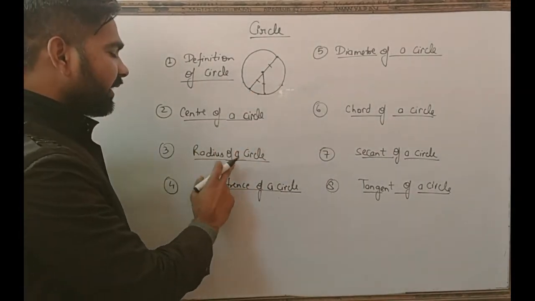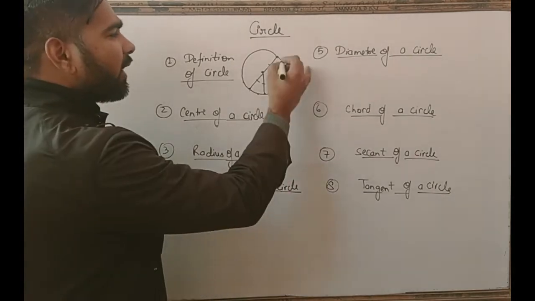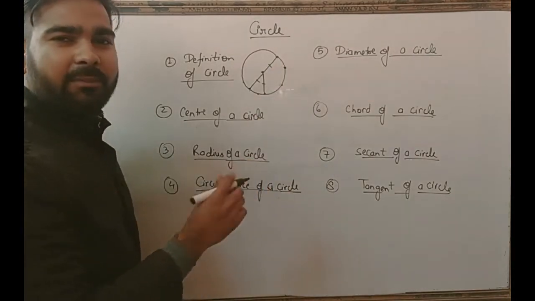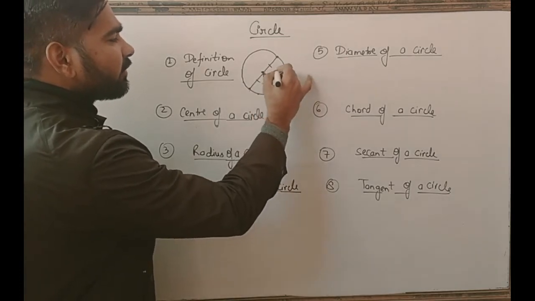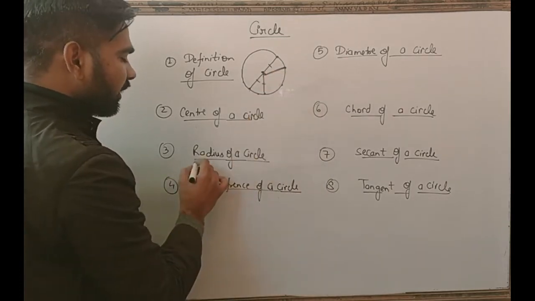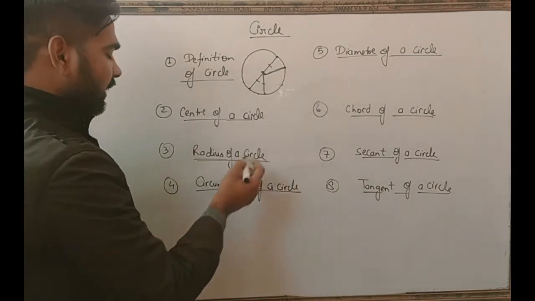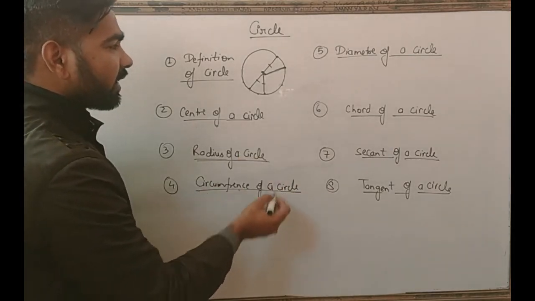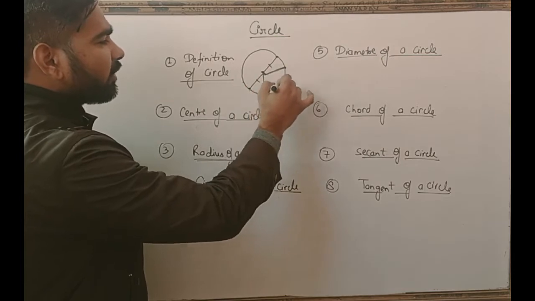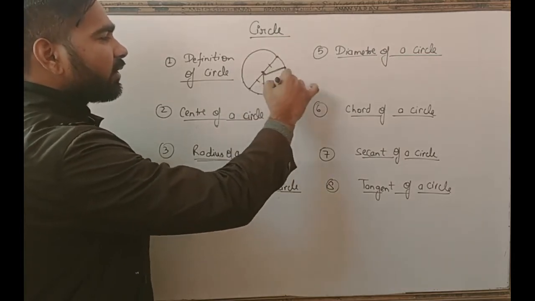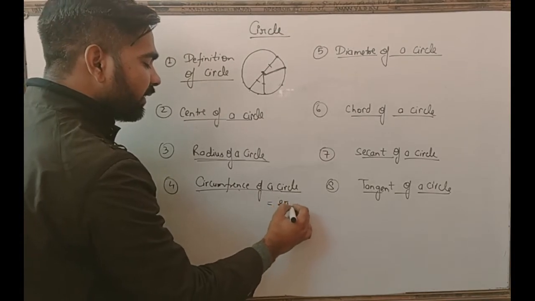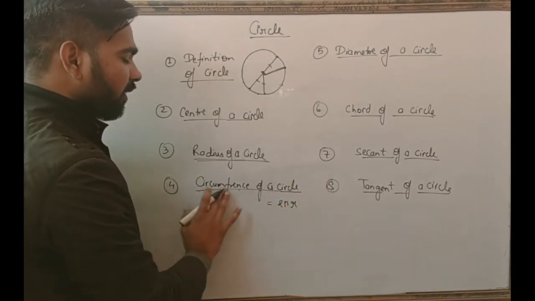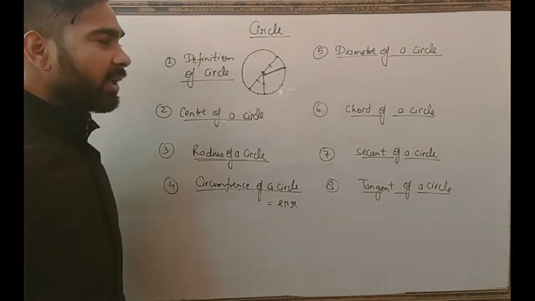Next, what is the radius of a circle? Any point on the circle, and its distance from the center is called the radius of the circle. Next, what is the circumference of a circle? The total length of this locus is called the circumference of the circle, and it is denoted by 2 pi r. The formula of the circumference of a circle is 2 pi r.